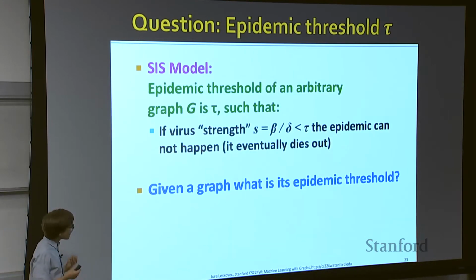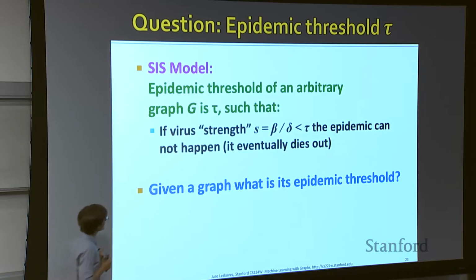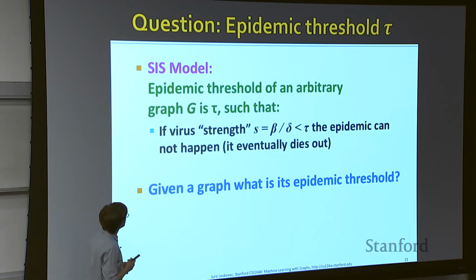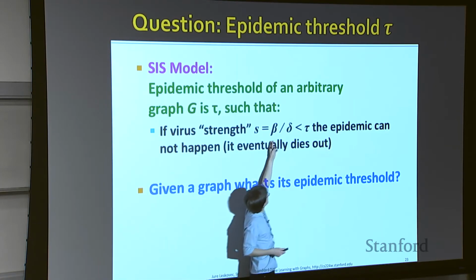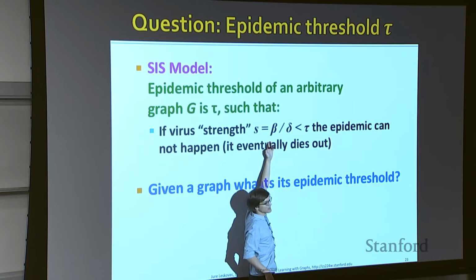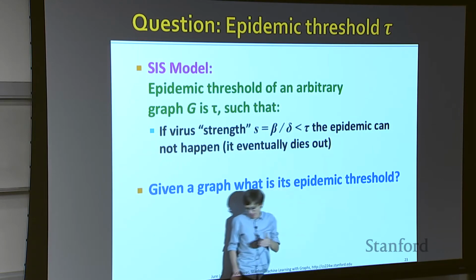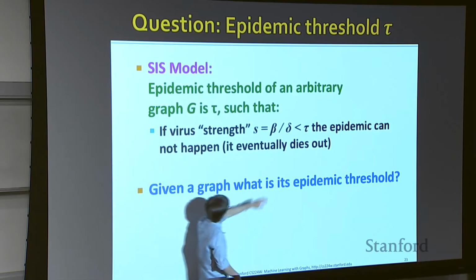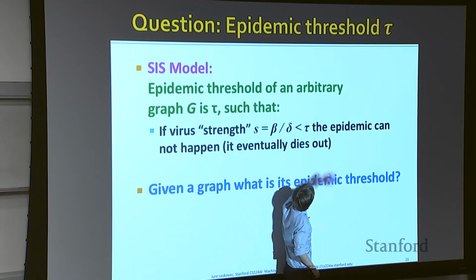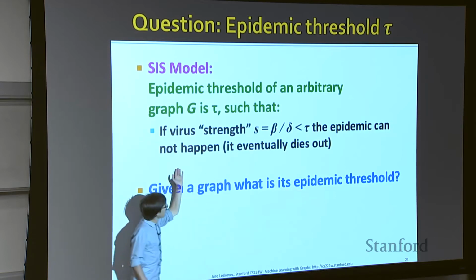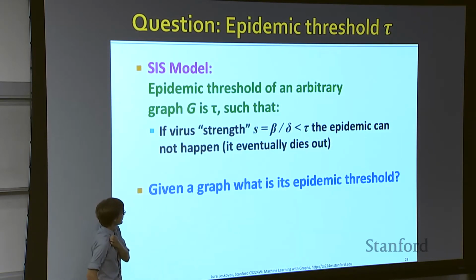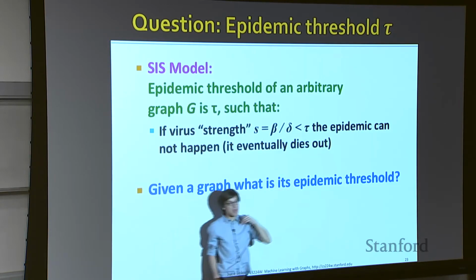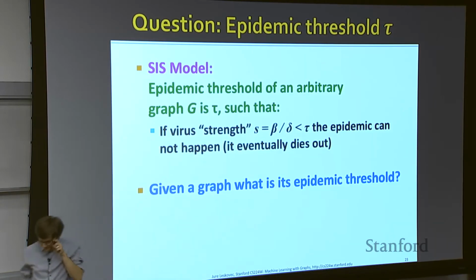So what we are really interested in is this notion of epidemic threshold, kind of an equivalent of R0, that will say, given this virus strength, beta over delta, where beta is the infectiousness and delta is the healing rate, then if this is below some epidemic threshold tau, the epidemic will eventually die out. And the question is, for a given graph, what is this epidemic threshold?